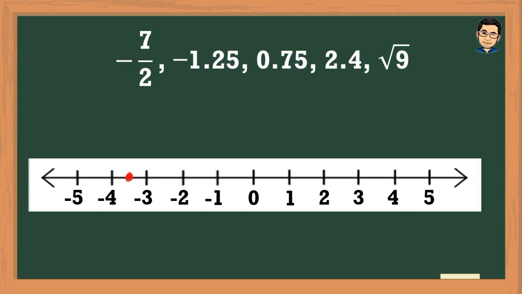Next, yung negative 1.25 naman, nasa gitna siya ng negative 2 and negative 1. So, yung pinakagitna talaga ng negative 2 and negative 1 is negative 1.5. Okay. So, ibig sabihin, ang negative 1.25, nasa pagitan ng negative 1.5 tsaka negative 1. So, dito banda yon.